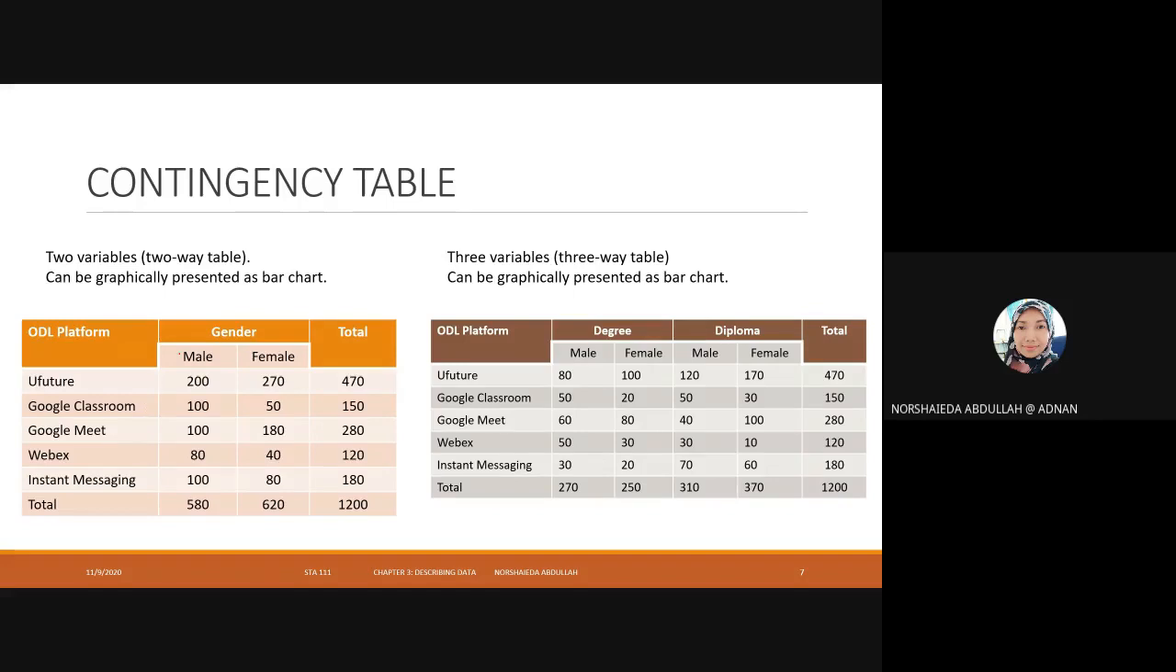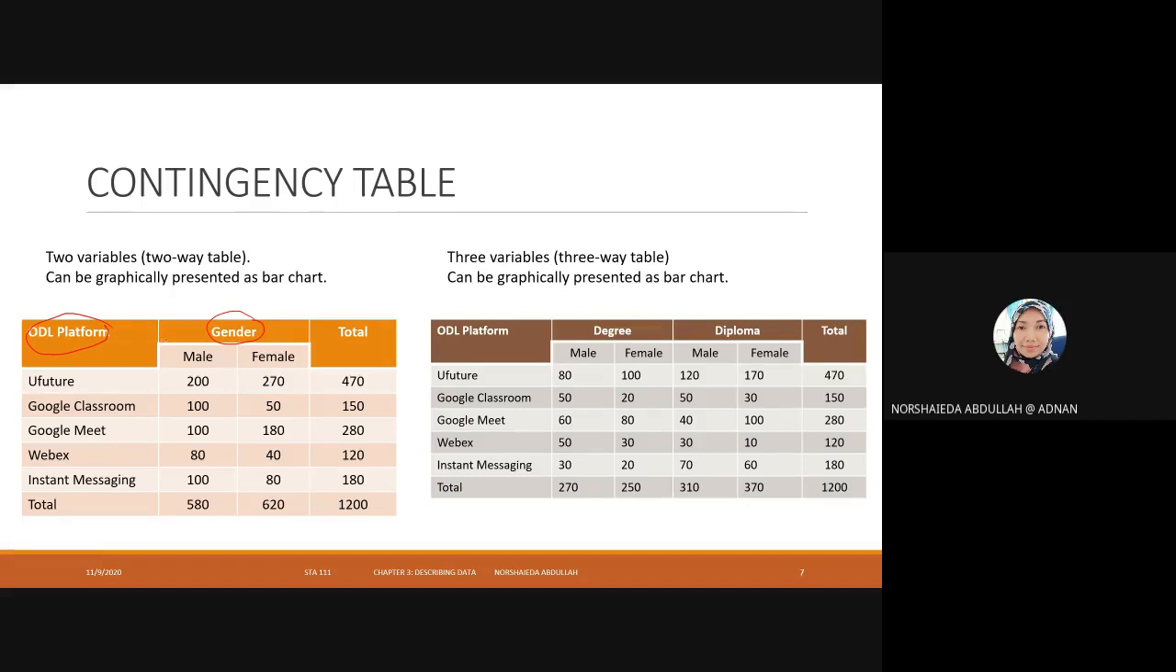Okay, and then untuk contingency table, the first contingency table here, we classify the students into gender, male and female. So for YouTube, tadi, the total number of students who prefer YouTube is 470. And from 470, there are 200 male students and 270 female students. Okay, so we have two variables here: the ODL platform and also the gender of the student. These two are qualitative variables.